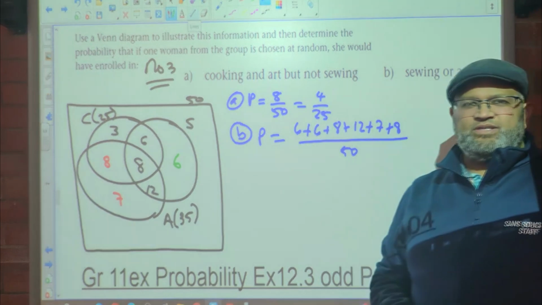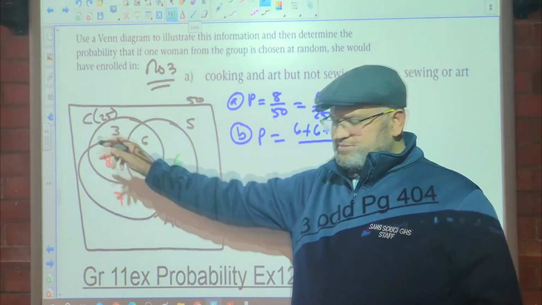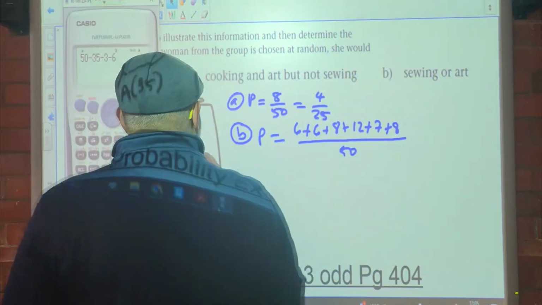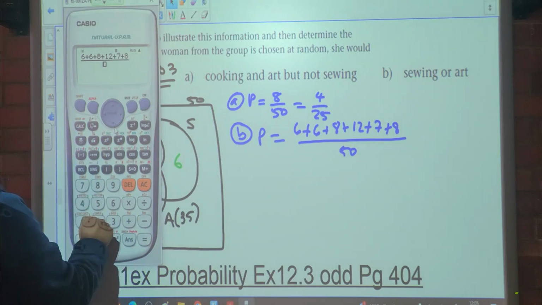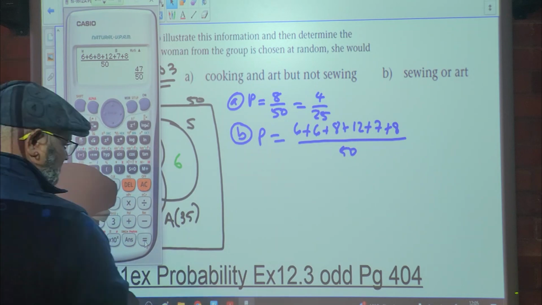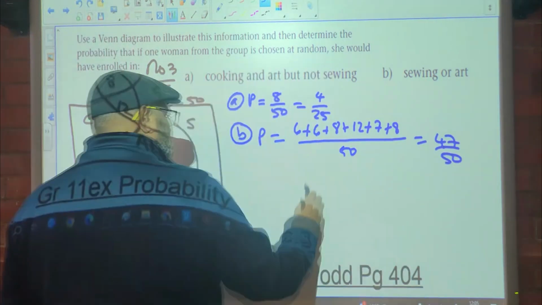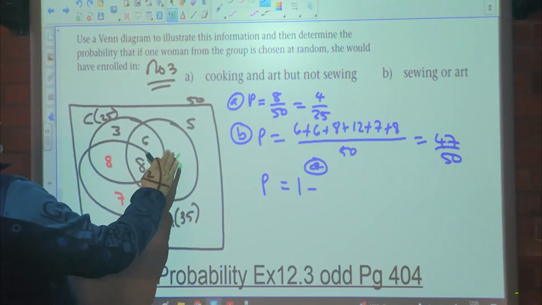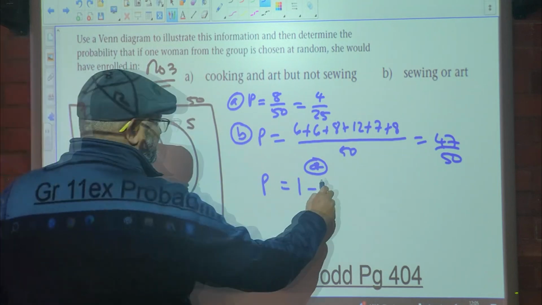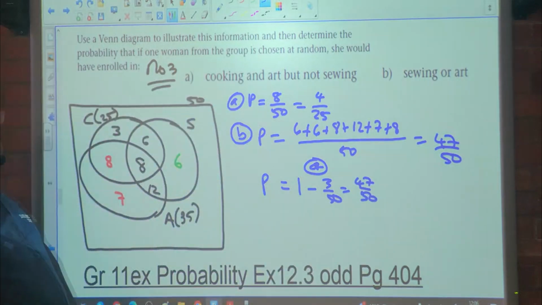Why could I have used the complementary rule? Because that is the only one omitted. Can you see that, people? It should give me 47 over 50. So 6 plus 6 plus 8 plus 12 plus 7 plus 8, and it's all over 50. 47 over 50. Or I could have used the complementary, which is 1 minus everything other than sewing and art, which is 3 out of 50, which is 47. Okay?